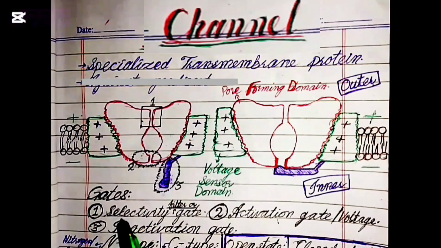For example, if potassium, sodium, or anything is moving against the concentration gradient, we will use a pump here. The pump will pull the sodium and potassium against the concentration gradient. So it is a specialized transmembrane protein.